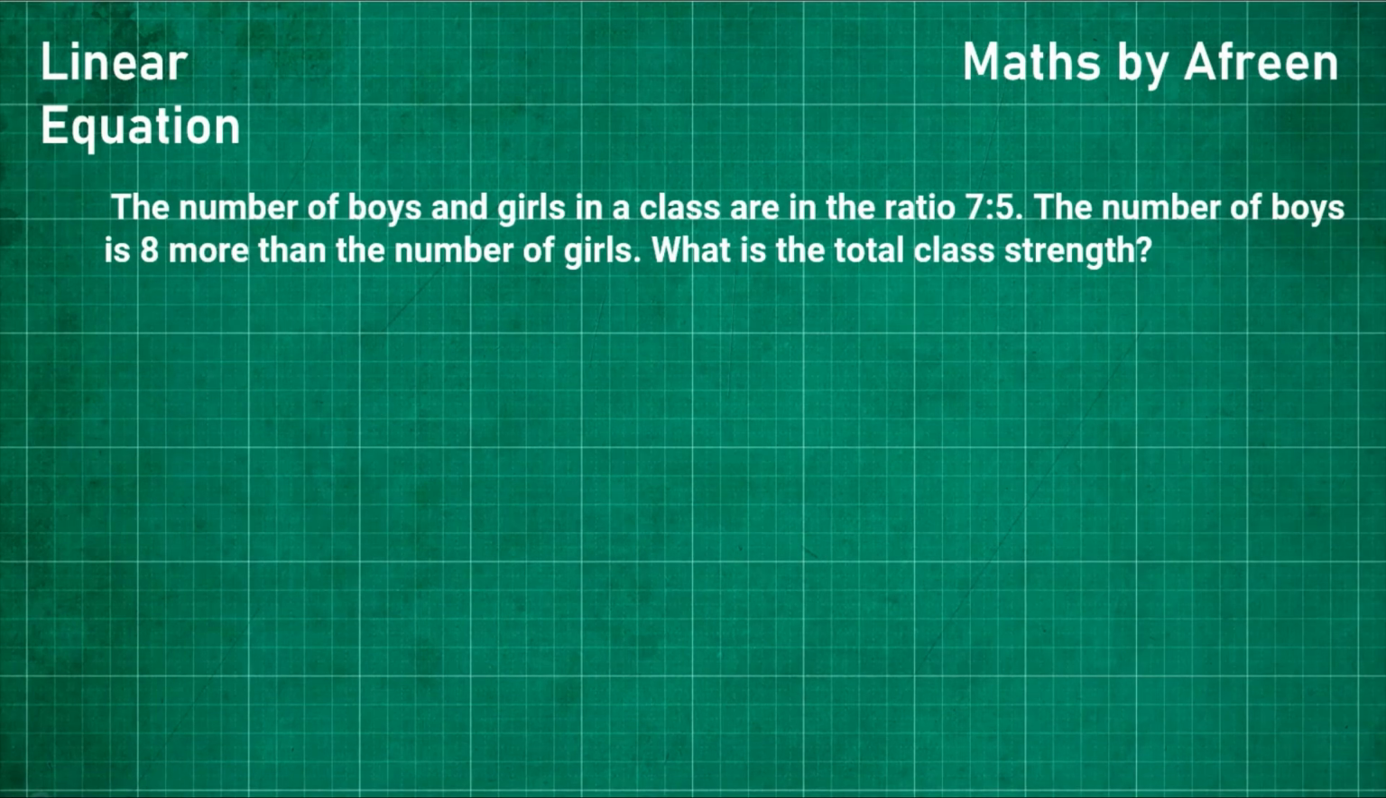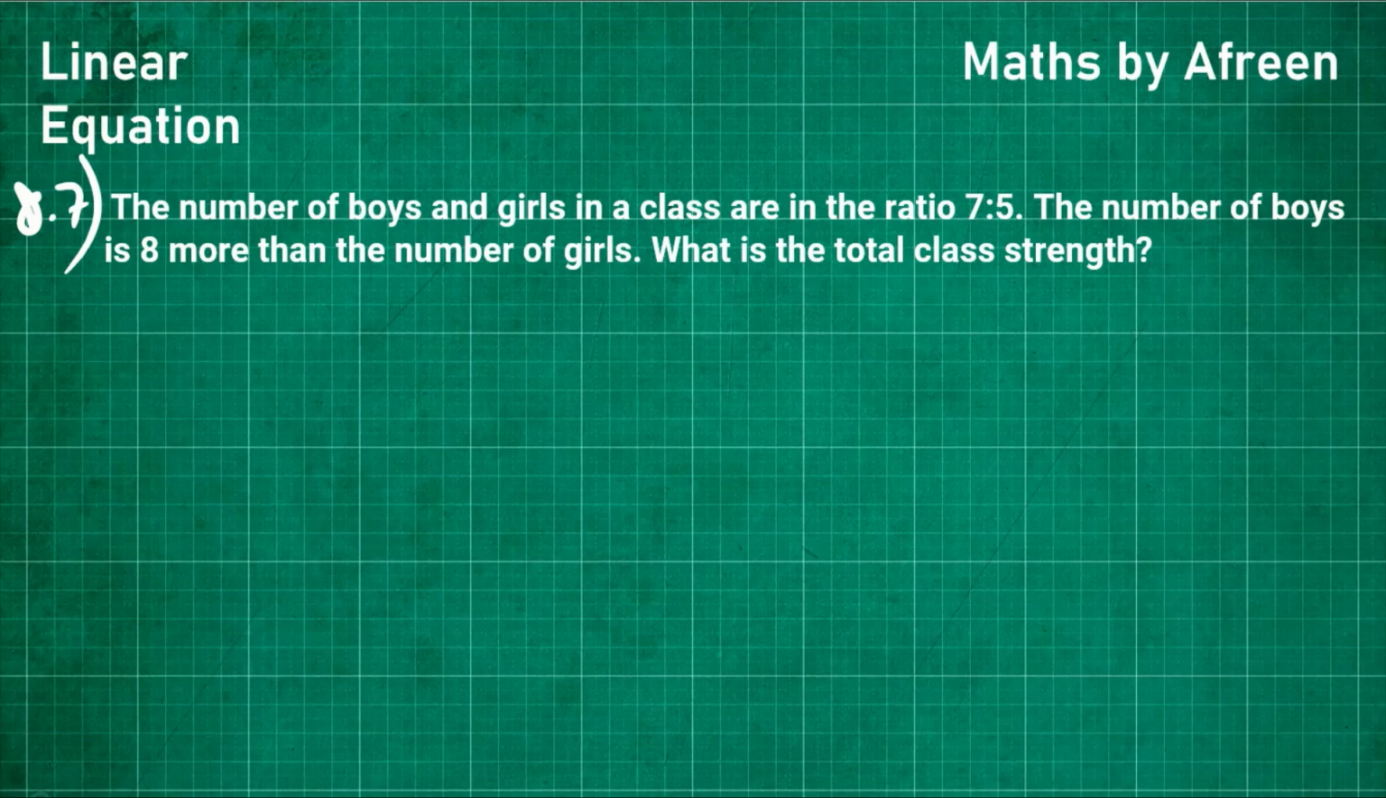Now let's do the next question, that is the 7th question. The 7th question says that the number of boys and girls in a class are in the ratio 7:5. The number of boys is 8 more than the number of girls. What is the total class strength?